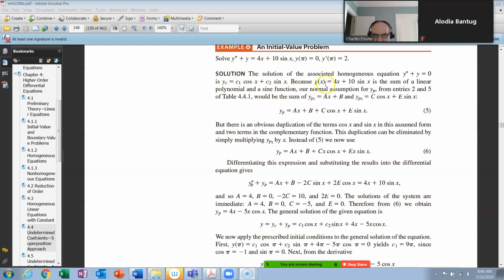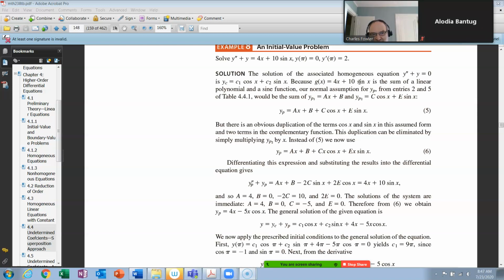Now, the g of x over here on the right-hand side is a sum of a linear polynomial function and a trig function. Sine or cosine, those are the only ones allowed, because they have to be continuous and have continuous derivatives. So it's a sum of a linear polynomial and a sine function. So your particular solution, we assume for the linear part, is going to be ax plus b. And there we have the first part. For the sine function, your assumption is different, and these are the coefficients that are undetermined.